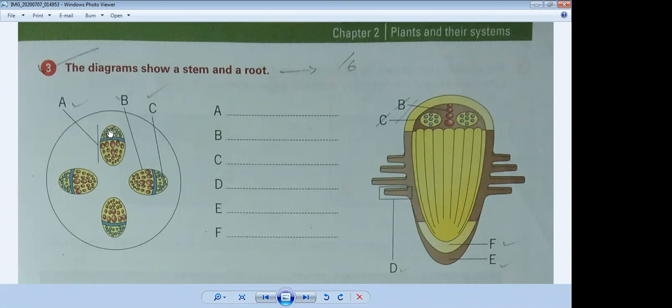Now come to B part. We will see this is the B part. Now this diagram is showing separately. This is separate and this is separate. So what is the B part answer? B part answer is xylem and C part answer is phloem.